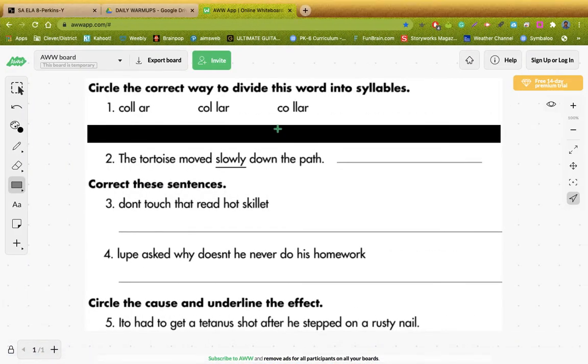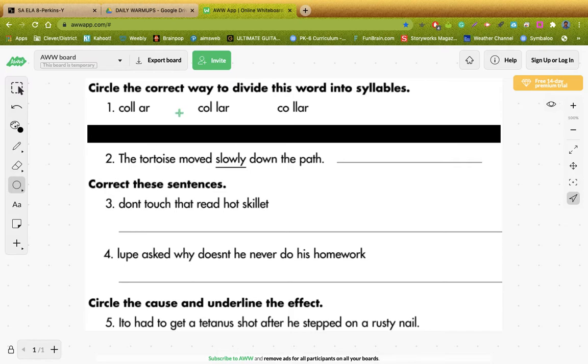Okay, so on number one today, they're asking us to circle the correct way to divide this word into syllables. I don't care that much about this one, but I'm going to give you the answer. So if you miss number one, you didn't hear what I'm getting ready to say.